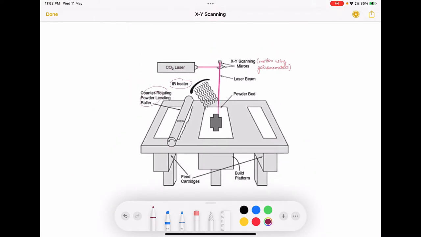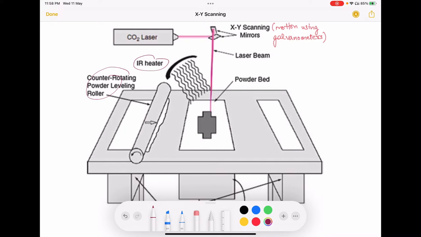Okay, so here this CO2 laser emits a radiation that falls on these X and Y scanning mirrors. The main function of these is to control the X and Y motion of the laser on the printer bed. Now this IR heater is used to preheat the powder bed, so that to avoid any kind of sharp thermal gradients, and hence the residual thermal stresses.